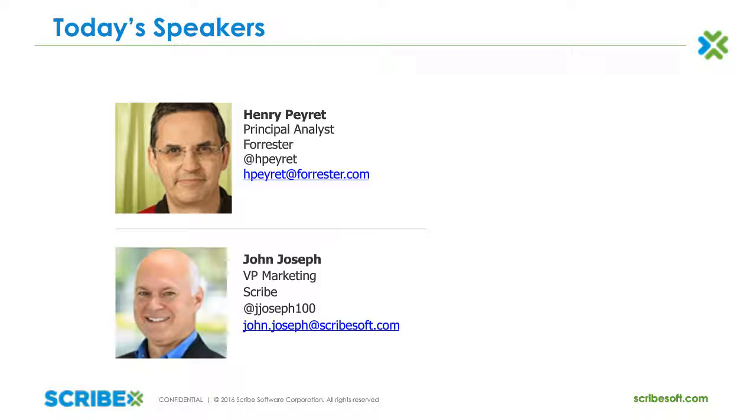Henri is a principal analyst at Forrester, and his primary focus is helping enterprise architecture professionals select the right tools and processes to increase their business agility. He is the primary analyst at Forrester who covers data integration technologies and the emerging integration platform as a service, or iPaaS, space. He recently wrote a wave report evaluating the major iPaaS products on the market. Scribe has one of those products as well.